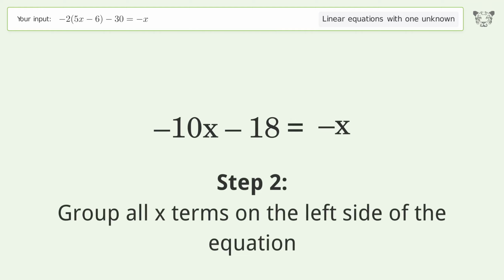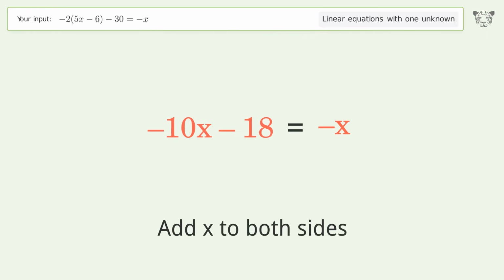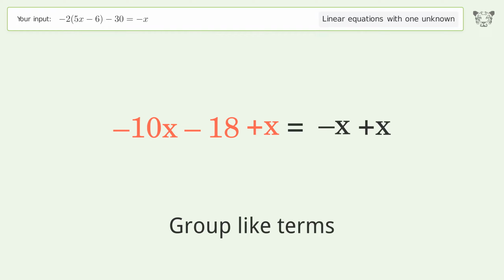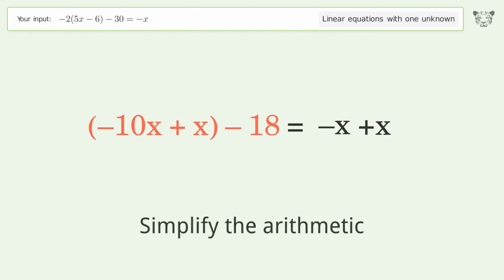Group all x terms on the left side of the equation. Add x to both sides. Group like terms. Simplify the arithmetic.